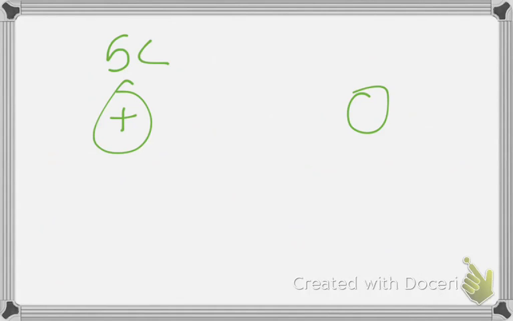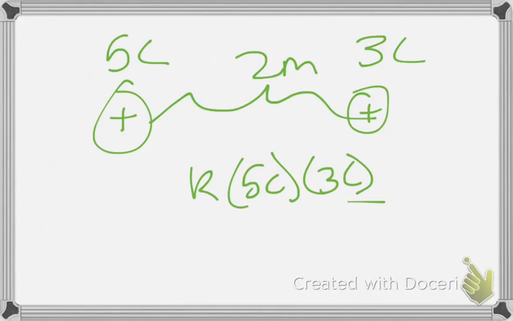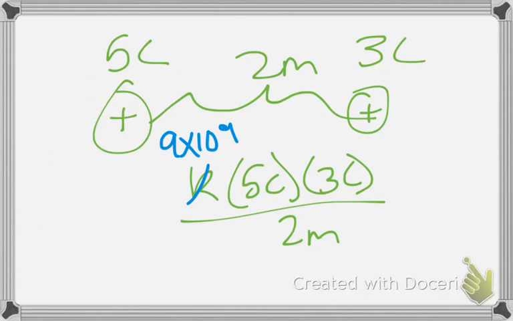So let's say we have a positive 5 coulombs here. Remember, that's a huge amount of charge. And then we have a positive, let's say 3 coulombs here, separated by a distance of 2 meters. Then we can say k times 5 coulombs times 3 coulombs over 2 meters. And remember that k is 9 times 10 to the 9th, right? And I'm just going to do this in my head.